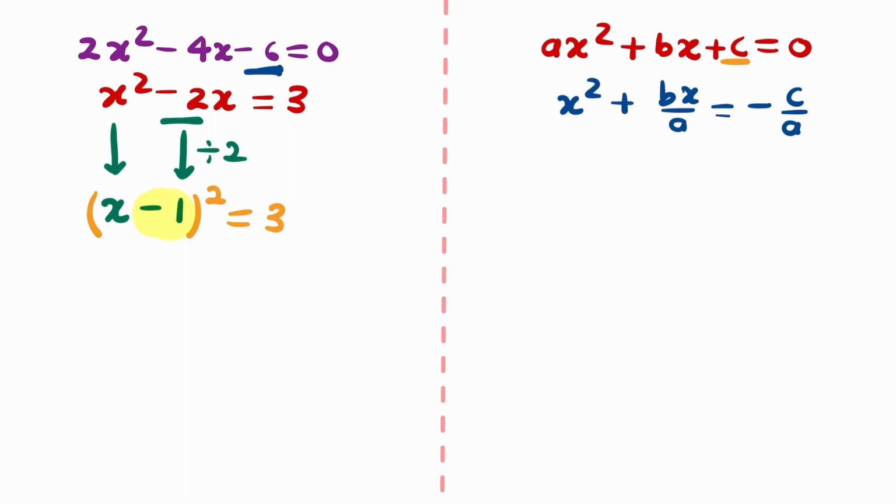What is minus 1 squared? Minus 1 squared is minus 1 times minus 1, which is plus 1. We should add plus 1 to the other side of the equation. Now let's see why I added plus 1 to the other side of the equation.